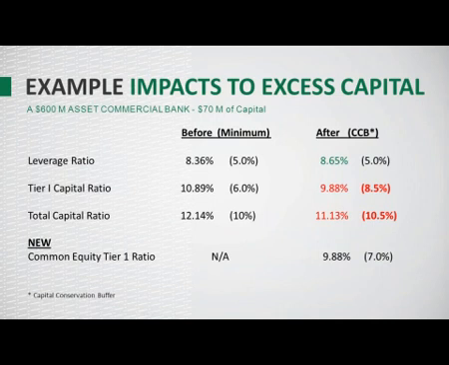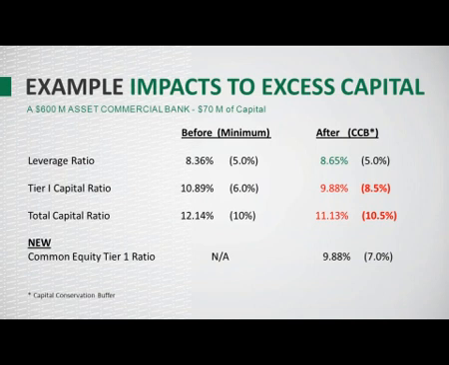So what we'd like to do is walk through an example, a case study, if you will. This is looking at an actual commercial bank, a bank that has $600 million in total assets and $70 million in capital. The first thing we're going to do is look at the three traditional or historic capital measures that have been looked at in the past: the leverage ratio, the Tier 1 capital ratio, and the total capital ratio.